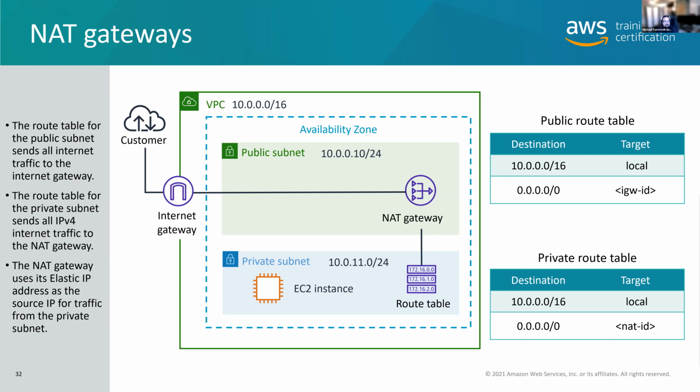Now, notice here, if you look at the route tables, that the public route table for that public subnet lists an internet gateway at the bottom.